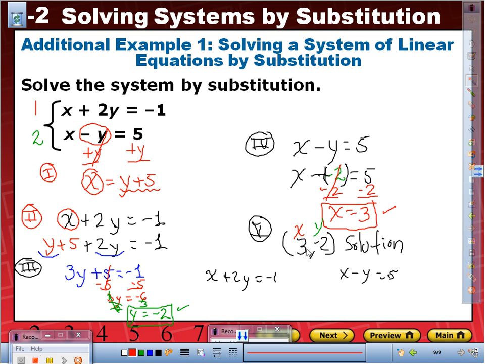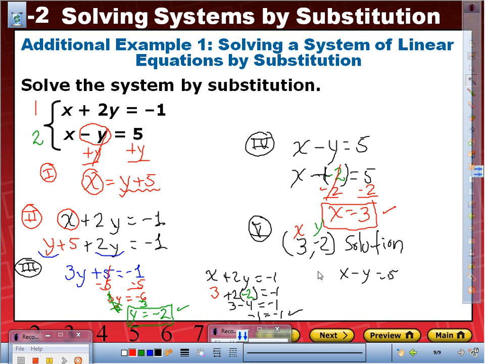So what is my x value? 3. And what is my y value? -2. I bring everything else down. Plus 2 times -2 equals -1. What is 2 times -2? -4. I bring down the 3, the equal, the -1. What is 3 minus 4? -1. Is -1 equal to -1? Yes, that's true.